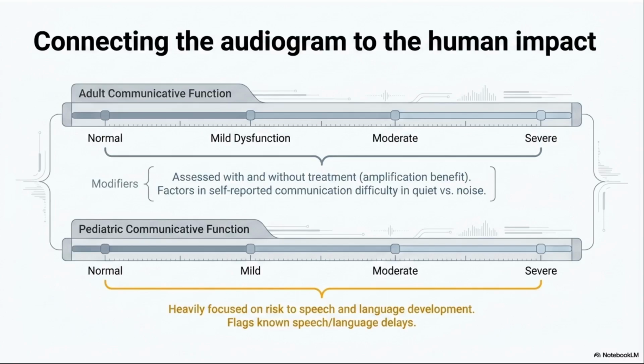Adult communicative function evaluates varying degrees of dysfunction and factors in the benefit of amplification treatment. Pediatric communicative function relies heavily on identifying risks to speech and language development. And you can see this goes on a scale from normal to severe dysfunction, assessed with and without treatment for adults, and it's typically assessed with treatment for peds because you typically will have amplification for any degree of hearing loss in children, at least sensorineural hearing loss.